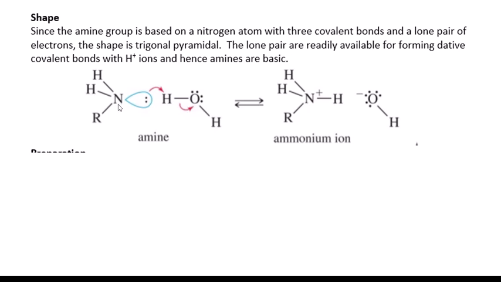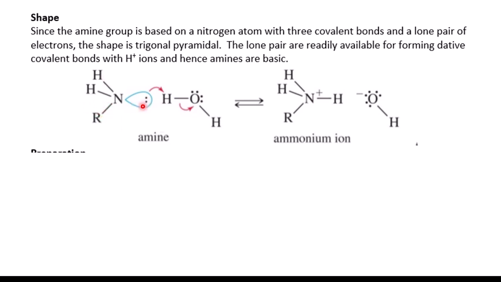The shape of amines is based on the fact that you've got 3 bonding pairs and 1 lone pair of electrons, so they repel each other. The lone pair will repel the bonding pairs more than these bonding pairs repel each other, and therefore takes up a trigonal pyramid shape. So that's based on trigonal pyramid.